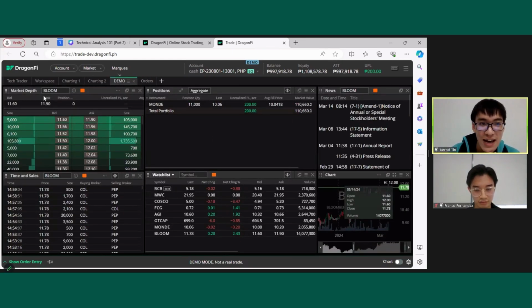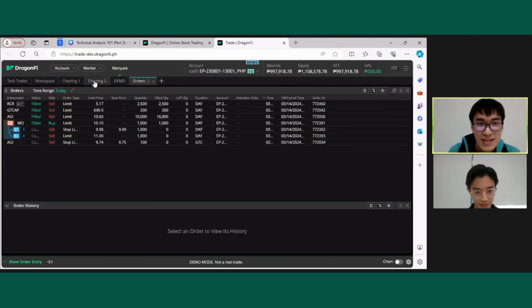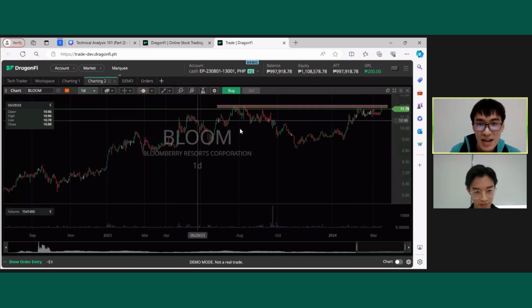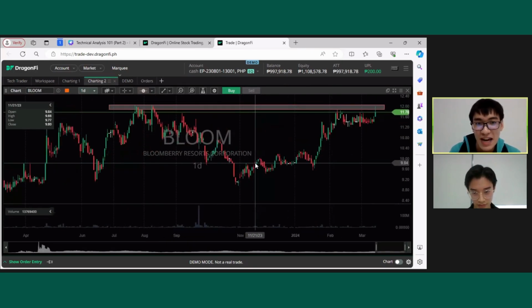Here I have the market depth. I have the time and sales. I have my watch list. You have a chart, the news. Then you can monitor your positions, right? So ganito siya. So let's simulate first how it would look like to plan out a trade.